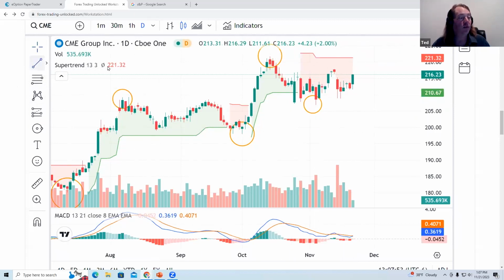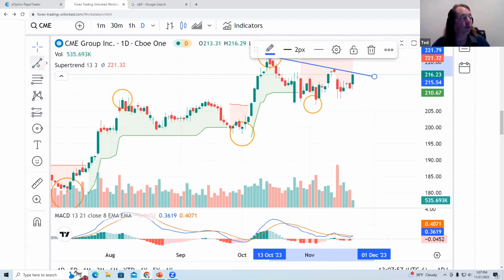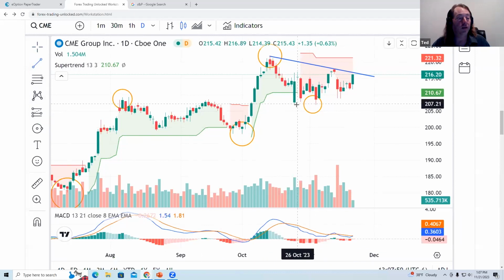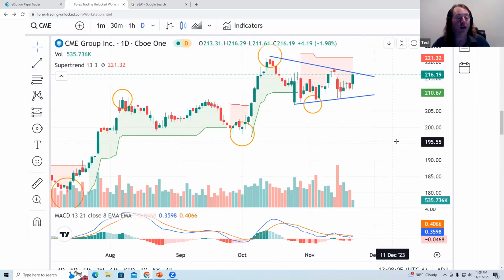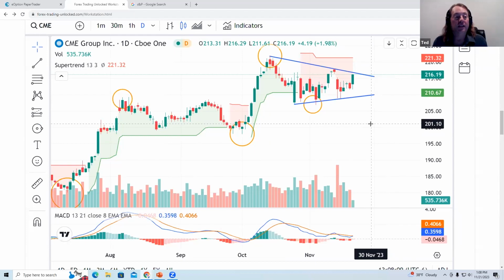However, what we do notice is that over the past couple of months, you're starting to see a wedge. This is another technical thing. We're not looking at any fundamentals here or any type of strategy yet. Right now we're just breaking down the market. So what do we see here? We see that the market is trending higher.